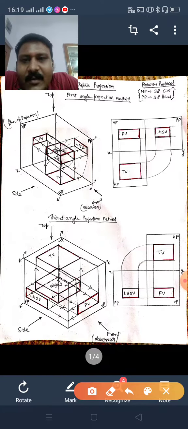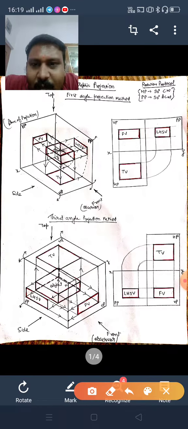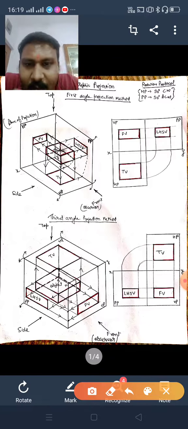Now let us see, this is the object which is kept over here, and this is from the front where we are watching. The observer is standing over here. From the front you are seeing this object. When you see it from the front, you will get the image in this vertical plane. So this is the front view, clearly it is visible. From here you are seeing, and the image of the object is created over here. So this is the front view.